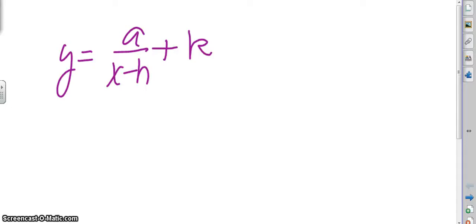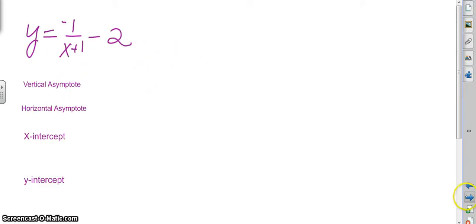Hi again. We're going to graph another simple rational function in the form y equals a over the quantity x minus h plus k. But this time we're going to do it by looking at the vertical asymptote, the horizontal asymptote, the x-intercepts, and the y-intercept.